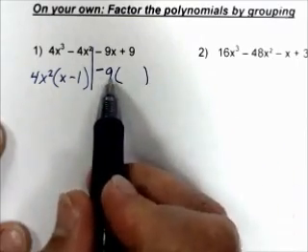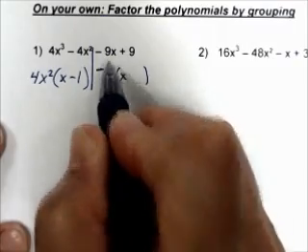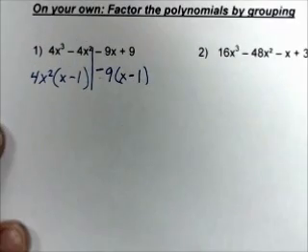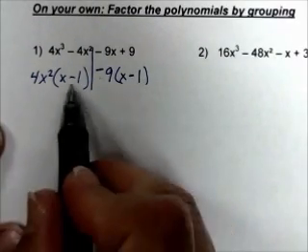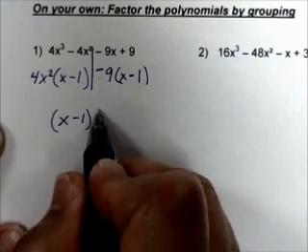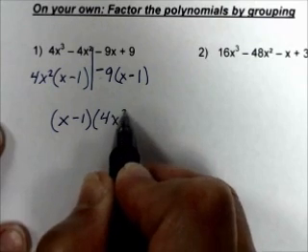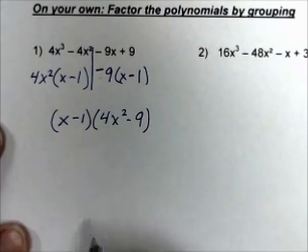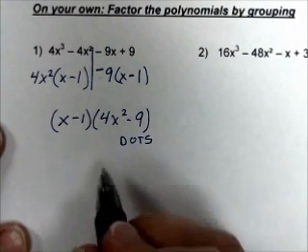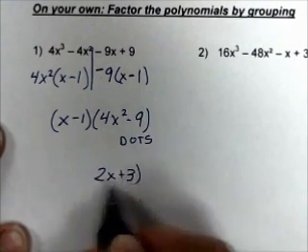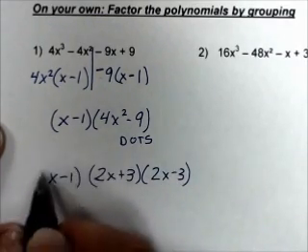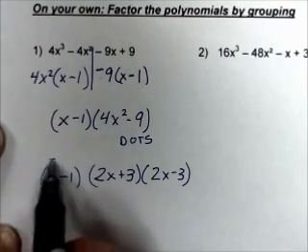All right, if I think of that as a negative 9 times x would result in negative 9x, and negative 9 times negative 1 would result in positive 9. So x minus 1 is one factor, and then what's left outside of the parentheses, the 4x squared minus 9 is the other, but don't stop there. This is the difference of 2 squares, right? So that factors into 2x plus 3 times 2x minus 3, and bring down the factor of x minus 1. So this is factored completely.